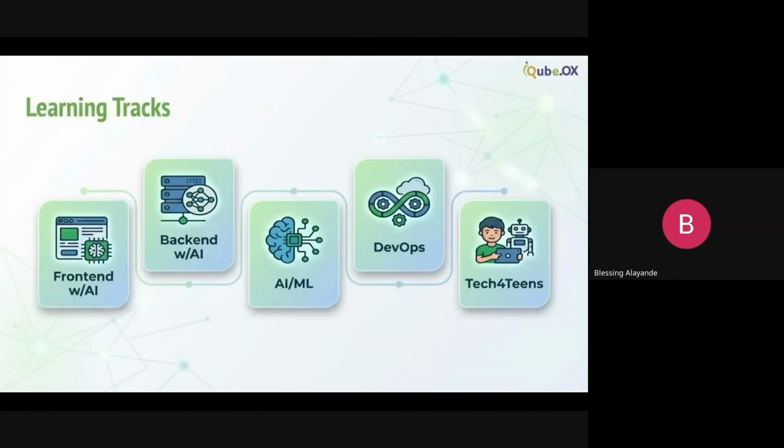So we have different learning tracks, as I mentioned earlier. We have the front end and design with AI. Front end engineers need an idea of design as well to be able to build websites that are good and functional for users, right? So we have front end and design with AI. We have back end with AI as well.